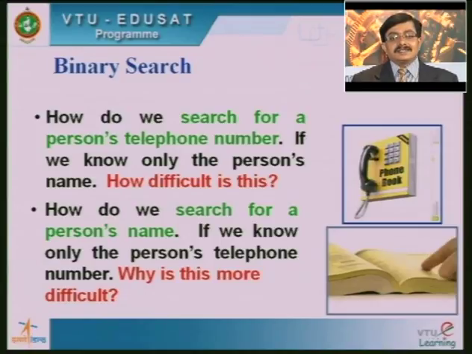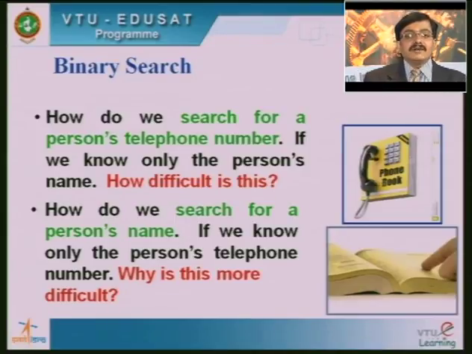How difficult is this? Normally we open the book and look for the particular person's telephone number. Since we are aware of the person's name, we can go alphabetically, as it is arranged over there, and I can go to a particular person and get his or her contact number.